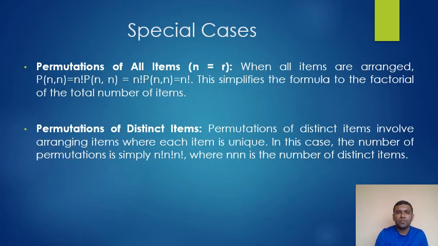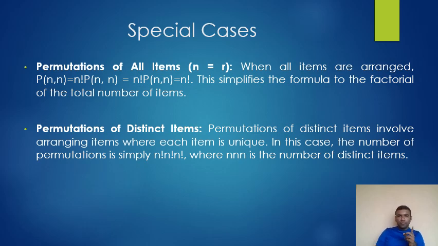Next, let us see some special cases. Permutations of all items, n equals r. When all items are arranged, that is P(n, n) equals n factorial. This simplifies the formula to the factorial of the total number of items. Just as we did for cat, because there were only 3 letters in cat, instead of putting the P(n, n) formula, we just took it as 3 factorial.